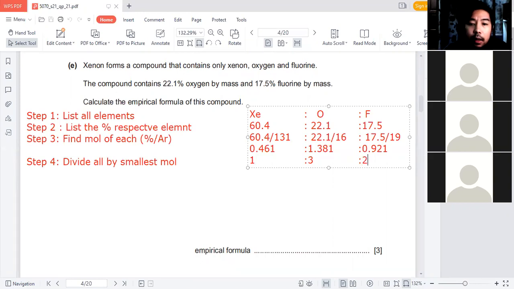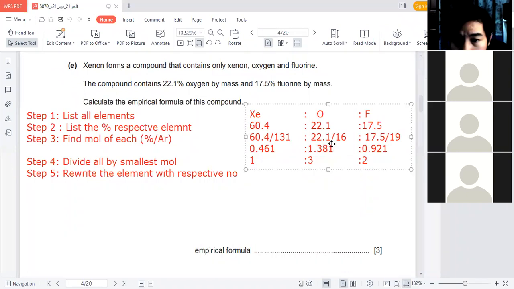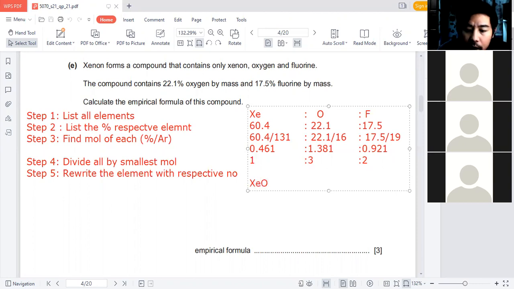After you got that, the last step is step number 5: rewrite the elements with their respective mole ratio numbers. Here you have the last step, so it's XeO3F2. Everyone okay with that?